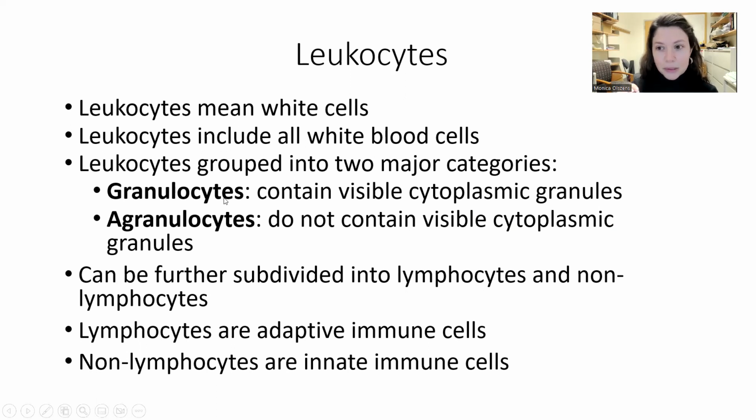Some immune cells fight pathogens with granules. Some immune cells fight pathogens by eating them. So if you're going to fight with granules, you're a granulocyte. If you're going to fight with other means, including eating them, you're probably an agranulocyte. All right. They can also be talked about as living in a lymph node, a lymphocyte, or not living in a lymph node. So lymphocytes are adaptive immune cells. I already mentioned that means B and T cells. And non-lymphocytes are innate.